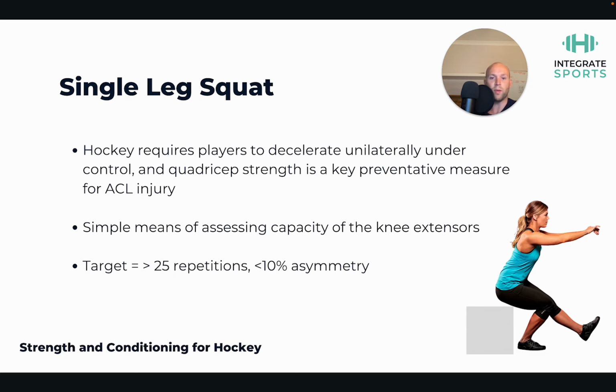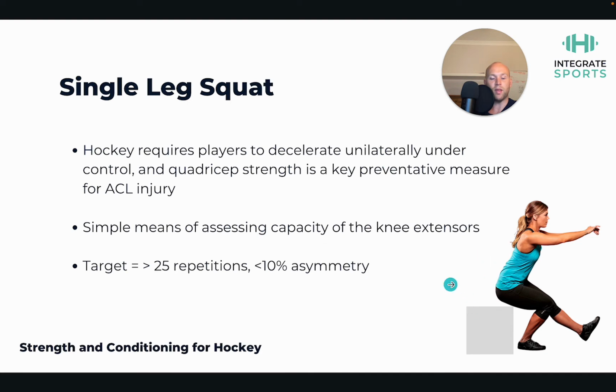Very simply, athletes squat down on a single leg to the box, and then without bouncing back off the box, they control back up under a good tempo, so sort of like 1 second down, 1 second up, for as many reps as they can achieve to failure. A target would be 25 repetitions on a single leg, and again within 10% asymmetry. So 25 and 24 would be good, whereas 25 and 40 would be a huge difference. So that one leg would need to be brought up to match the other one.